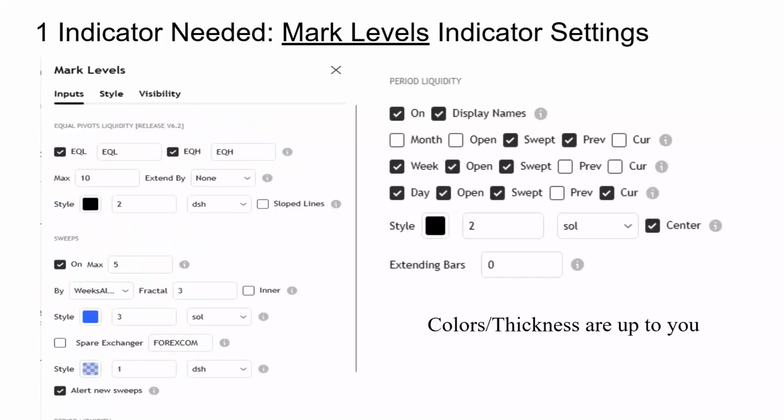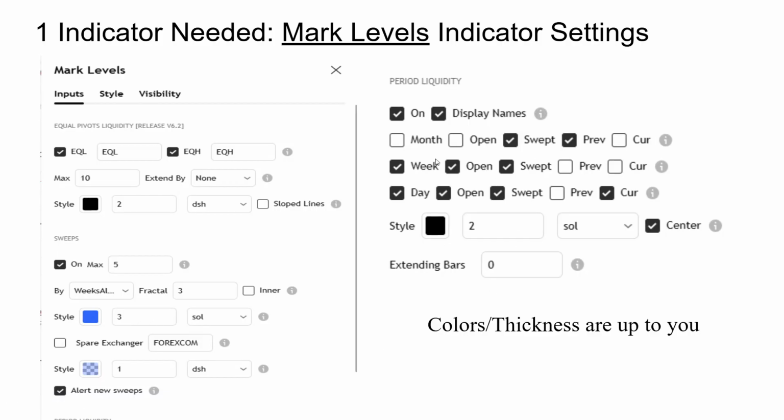So the indicator that we need is the market levels indicator. The most important part is just making sure the equal lows and highs are checked. Max can be 10. You can change the colors if you want to and the style. That's up to you, but just be sure they're checked and make it a color that you can see. Along with the sweeps, just make it a style color that you can see, as well as the number here. That'll determine how thick the lines are.